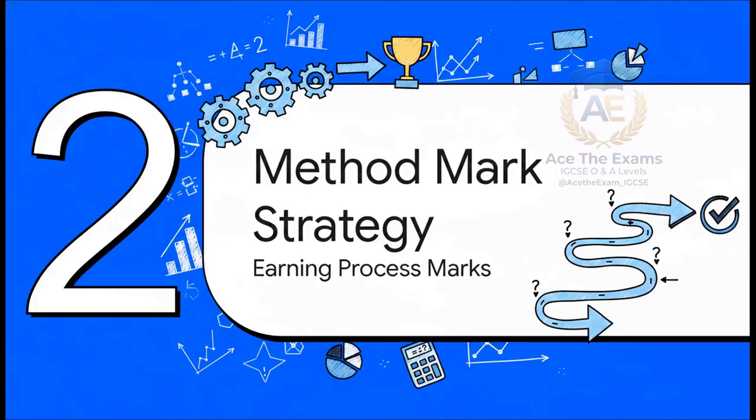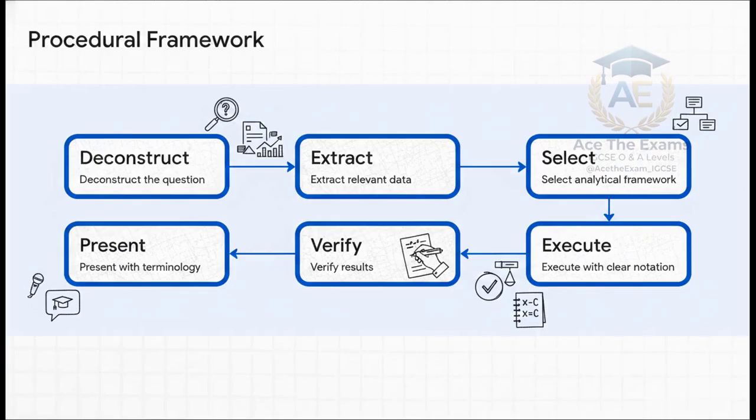Let's move on to Section 2, the method mark strategy. Earning marks for the process. Have you ever wondered why brilliant students find multi-stage analysis so incredibly frustrating? It's almost always because they become utterly obsessed with the final answer. They totally ignore the fact that examiners award massive method marks for the actual process.